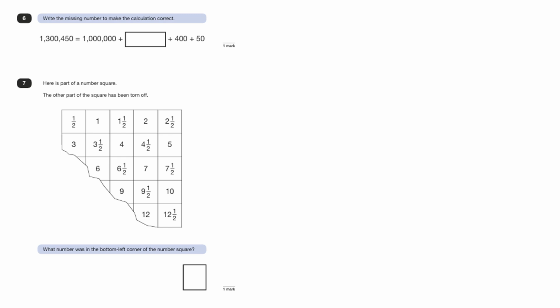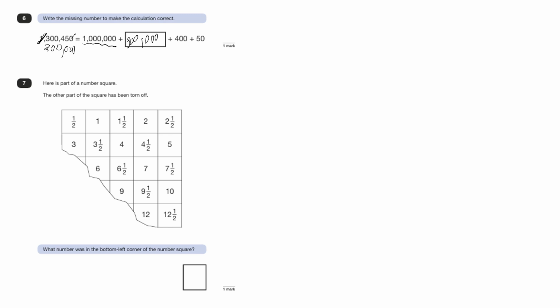Write the missing number to make the calculation correct. This is a missing part, so it's all about place value. We've got 1,000,000 already. Let's cross it off. We've got 450, so 300,000 is missing. If you have a look, we can see here, if you write the number underneath, it's 300 and then 1,000. So 300,000.